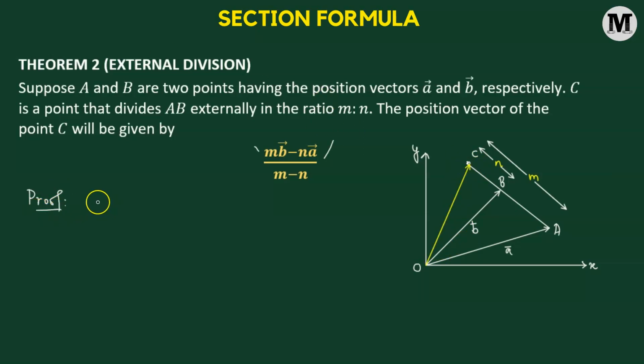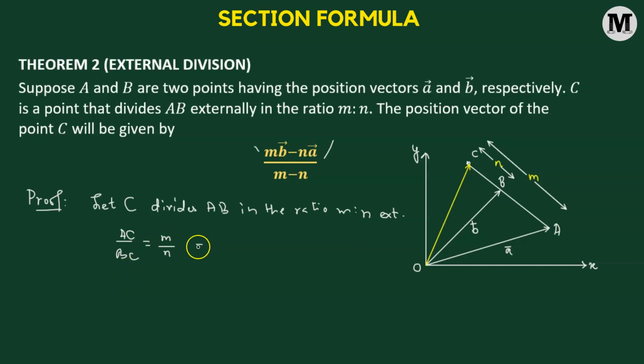Now clearly it's given here. In our problem we have assumed C to be such that C divides AB in the ratio m is to n externally, which means that AC over BC will be equal to m is to n. Fine. Now let's cross multiply. Cross multiplying gives us m times BC equals n times AC. And we want to convert it to a vector. So we have the vector BC going from point B to point C, and we need AC which also goes in the same direction as that of BC. So we have n times vector AC.